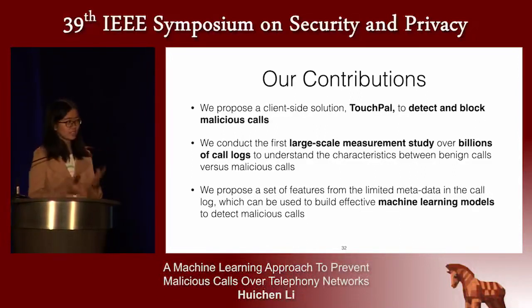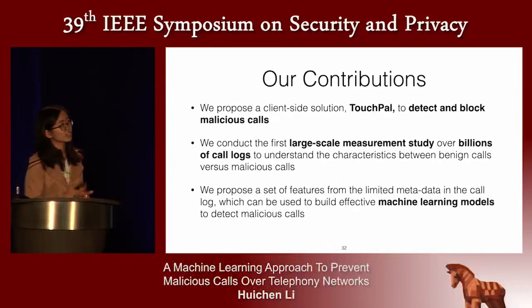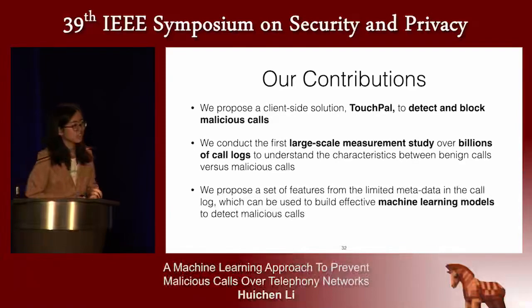Actually, there are 6 different labels, as you said. We use 2 of them as malicious in this work, and the others as benign. The 2 are fraud, and I think harassment, and the other 4 are used as benign.